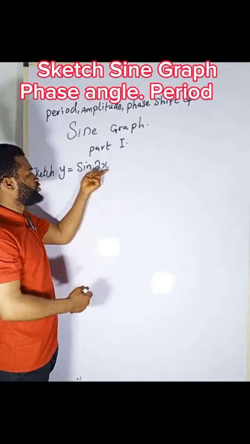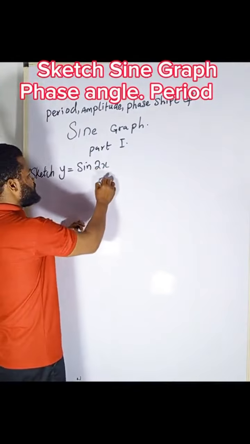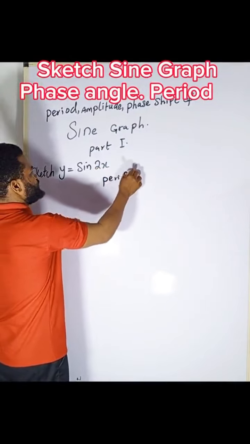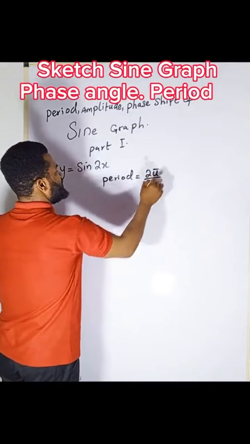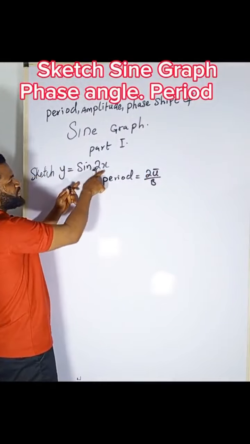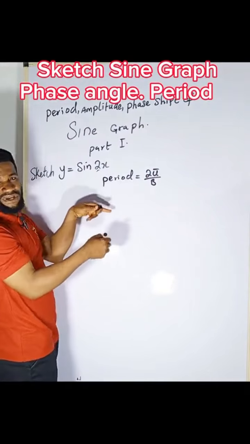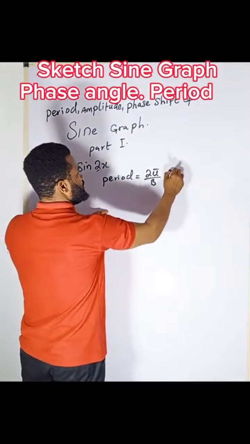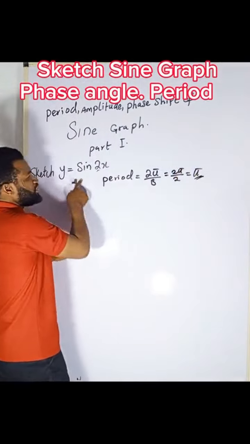And what does this 2 signify? First of all, we are going to find the period. The period is given as 2 pi over b. B is the coefficient of x, the number at this point. Therefore, this is going to be 2 pi over 2, which is what? Pi. So the period is pi.